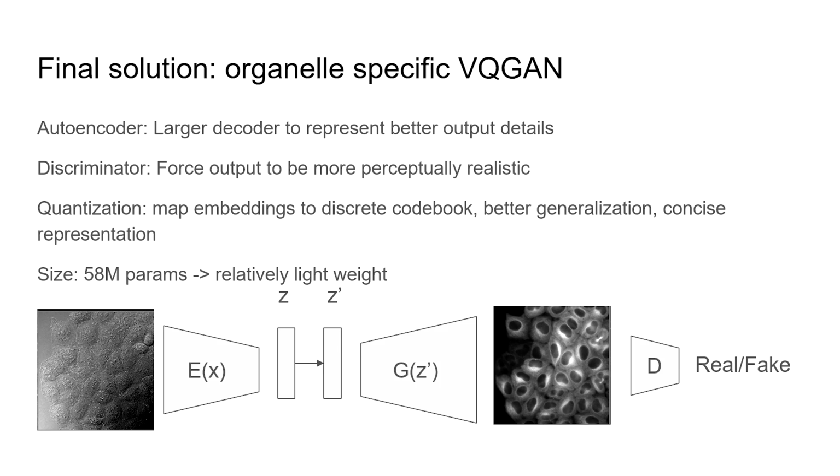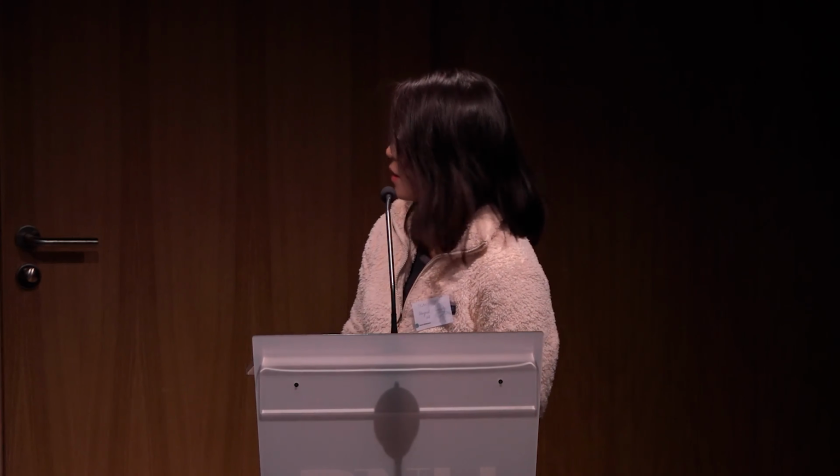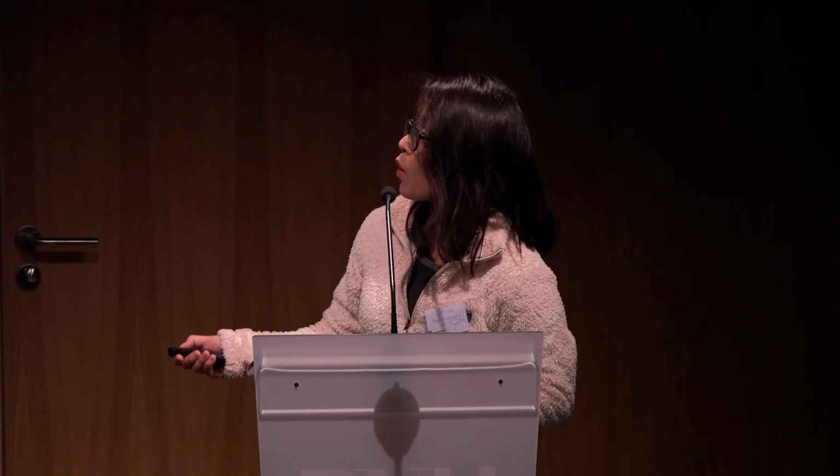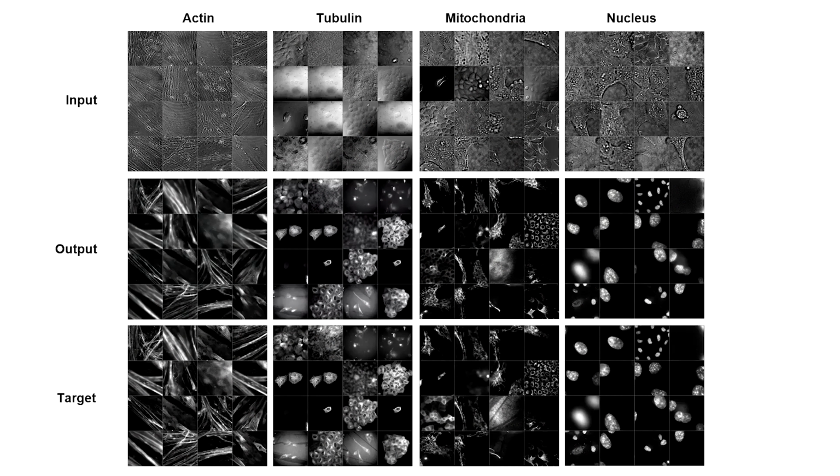The model size ends up being around 50 million parameters, which is considered relatively light for deep learning right now. These models have become so large these days. And this is what I have in my validation set. You can see that for most of the combinations, when I split random validation and training, my output looks pretty close to the ground truth. So we were able to model most of the combinations between transmitted light modality and organelle channel.